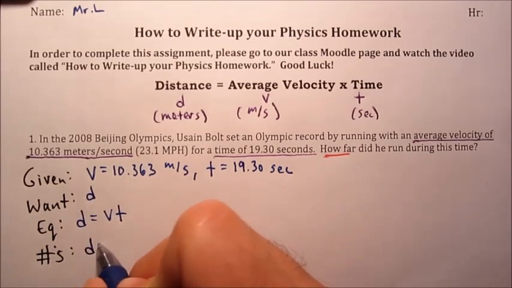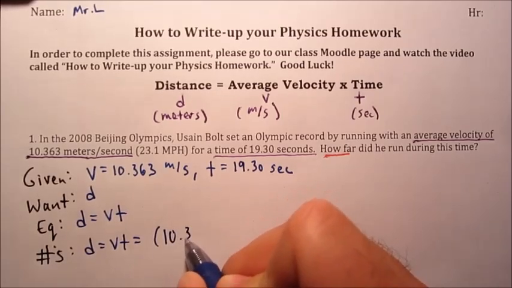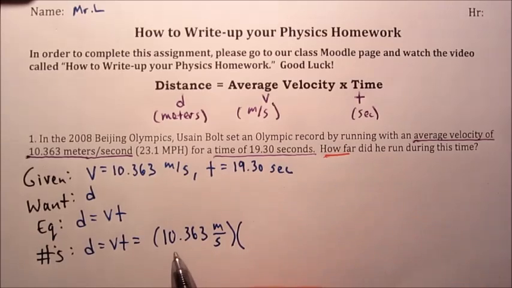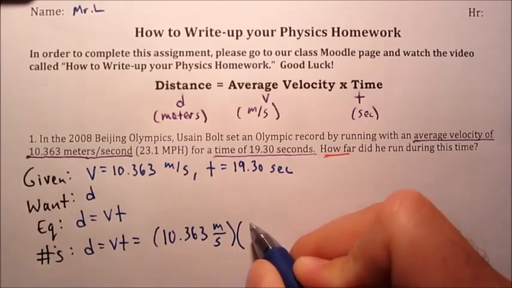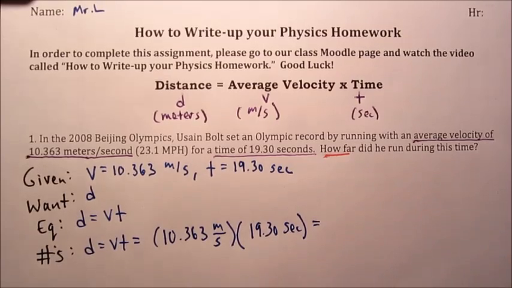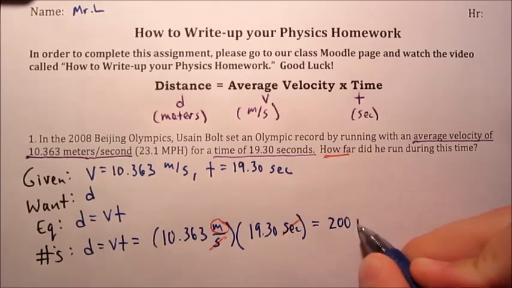So we're going to say distance equals v times t. So our velocity is going to be 10.363 meters per second. And then notice I wrote the number with the units after it. We always put units on our numbers in physics. And then time is 19.30 seconds. And the reason we put units on is because if you look here, we have seconds on the bottom, we have seconds on the top, so the seconds cancel, and it helps us to know that our final answer is going to be in meters, which makes sense because our final answer is going to be a distance. If you crunch these, let's see what we get. We should get about 200 meters.